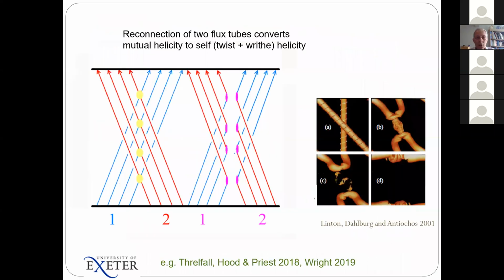Okay, so reconnection of 2 flux tubes will convert mutual helicity to self twist plus writhe helicity. Okay, and so there have been some recent papers about this. So you just take 2 flux tubes that don't have twist, and then you can reconnect them and get some twist. Okay.